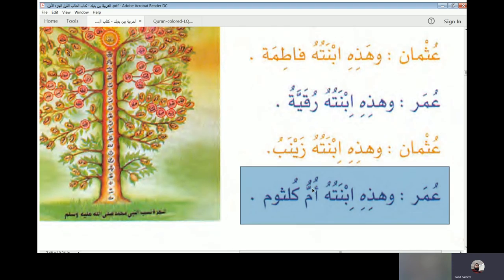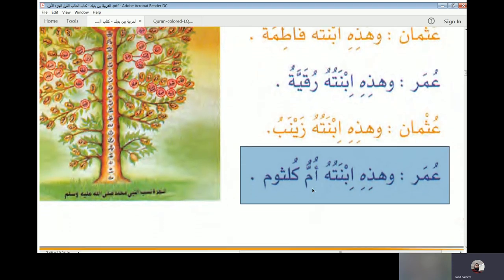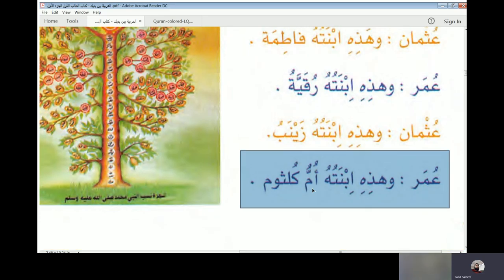They say Ummu, and then they put their child's name. For example, what is the name of your daughter? Miranda. So I will call you Ummu Miranda. This means the mother of Miranda. Later it will become famous. Everyone will call you Ummu Miranda. People will forget your real name and call you from that name.